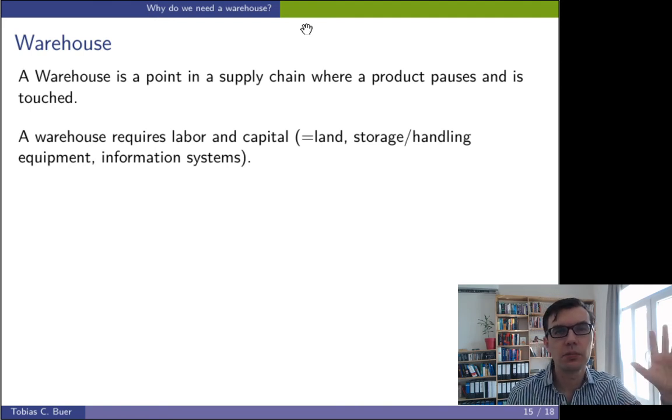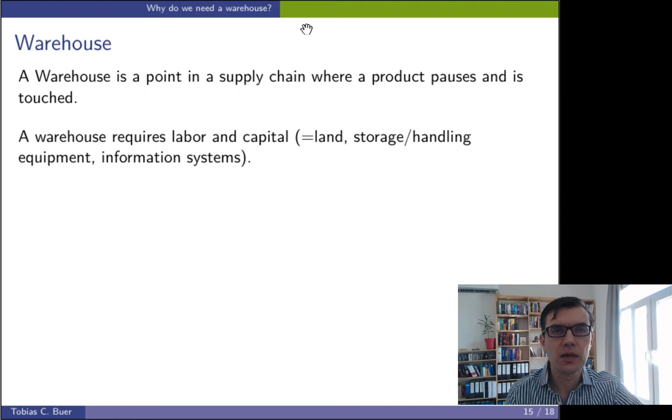Imagine our products are moving through the supply chain, and every time we reach a warehouse in the supply chain, our product pauses. A port, for example, is also a kind of warehouse. The product pauses, waits to be loaded onto a ship or unloaded from a ship. In a classical warehouse, our products always wait for something. Maybe they wait only a couple of hours, but they might also be waiting there for several months, depending on the type of the warehouse. And the product is touched, we do something with this product. It may be only putting the product on a shelf, or maybe we perform some services on the product to add some value to it.